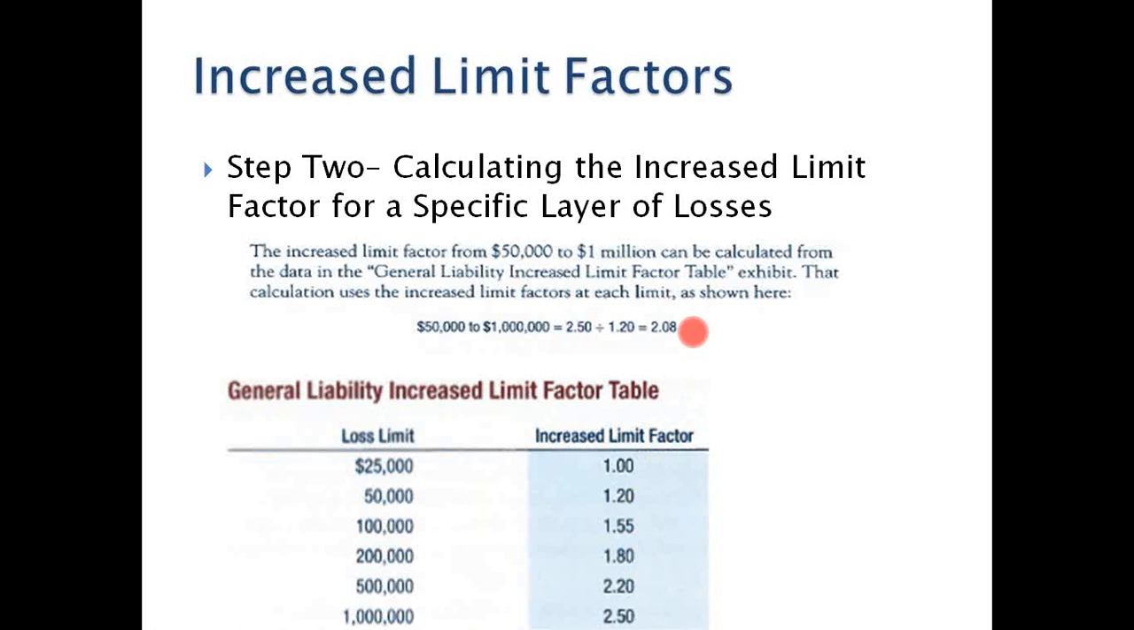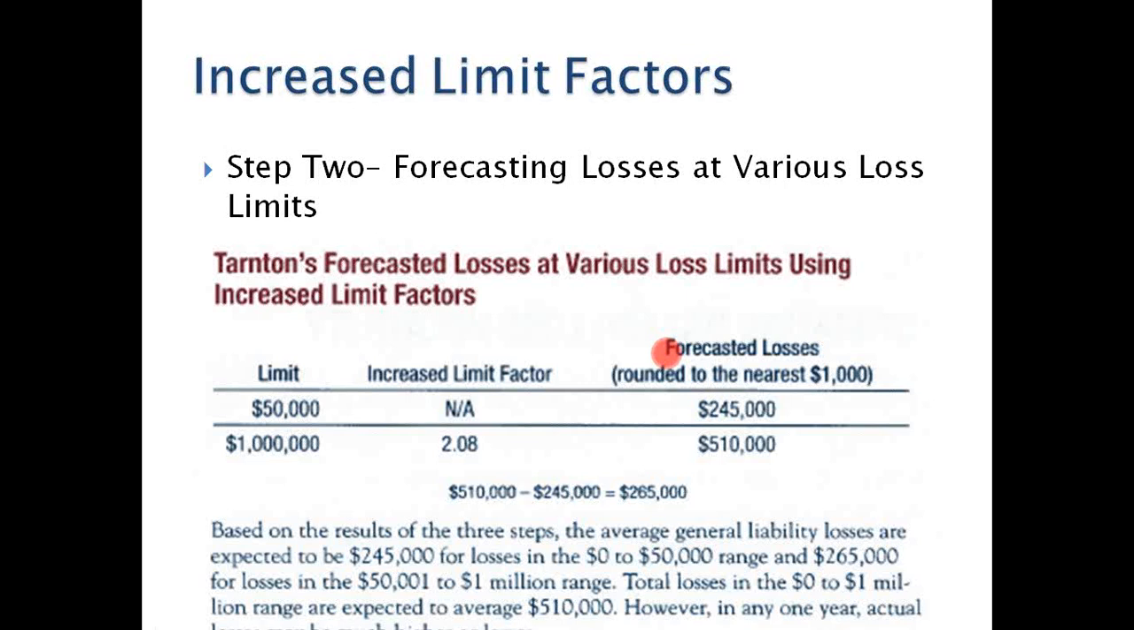Now, the reason why we don't just say it's 2.5 is this: if we were at 25,000 and we were going from 25,000 to a million, then it would be 2.5 divided by 1, which would be 2.5. Hopefully I'm not confusing people here. But in this case, we're going from 50,000 to 1 million. So 2.5 divided by 1.2 equals 2.08. And that becomes the factor that we're going to use as a multiplier to determine what our losses might be.